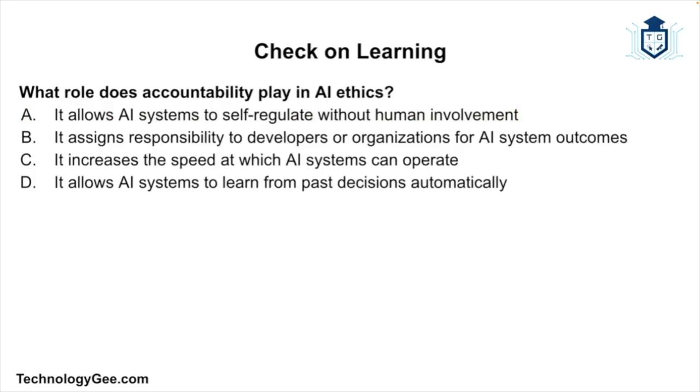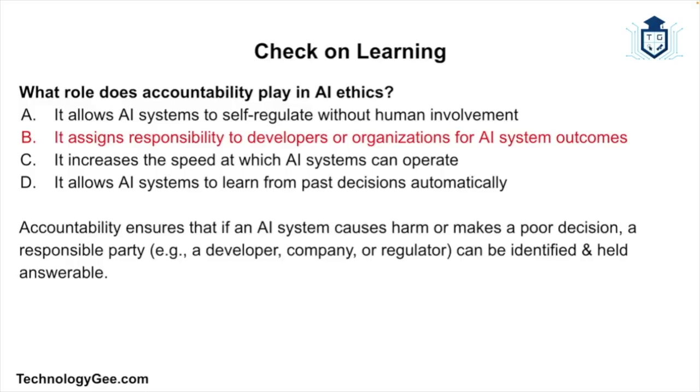And our final question, what role does accountability play in AI ethics? Is it that it allows AI systems to self-regulate without human involvement? Is it that it assigns responsibility to developers or organizations for AI system outcomes? Is it that it increases the speed at which AI systems can operate? Or is it that it allows AI systems to learn from past decisions automatically? And the correct answer is it assigns responsibility to developers or organizations for AI system outcomes.